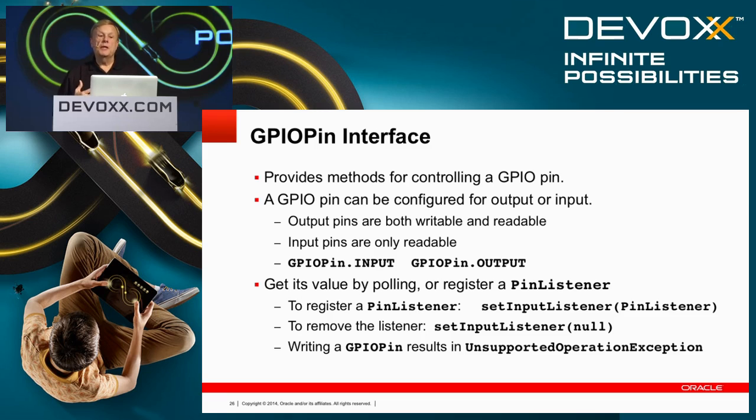So the GPIO pin interface gives you methods for controlling a particular pin. You can have input pins and output pins. Output pins are for writing. I might control an LED with an output pin, turn a light off or on. But also I can read an output pin, so I can see its current state. If I wrote a 1 to it to turn a light on, I could read it and find out that its state is 1. But input pins are only readable, and there are the constants on the third line for input and output. Now, to get the value of a GPIO pin, I could either register a pin listener, or I could do some polling.